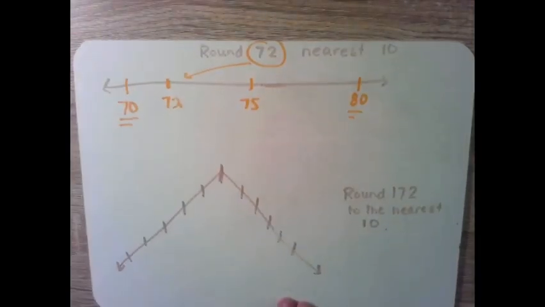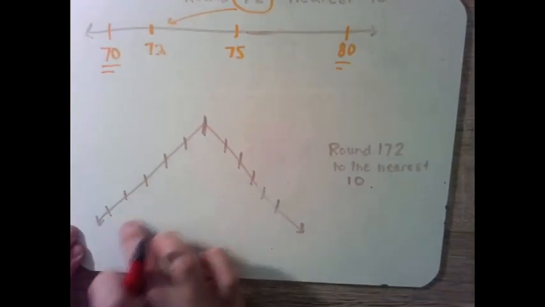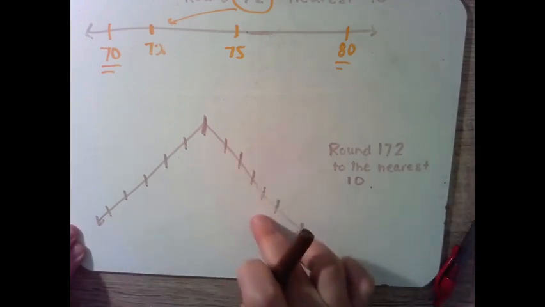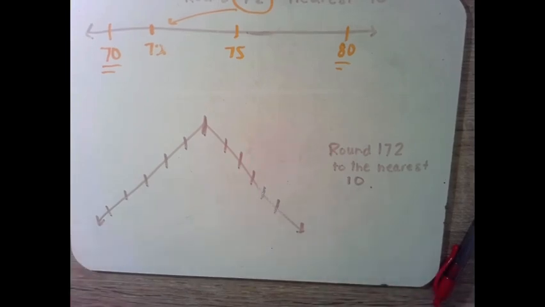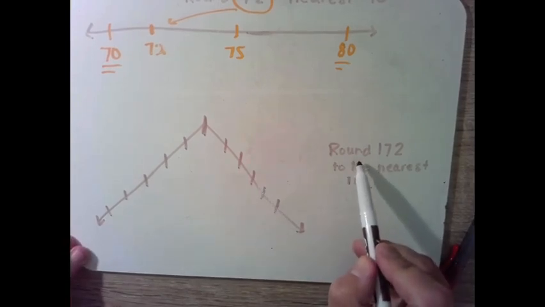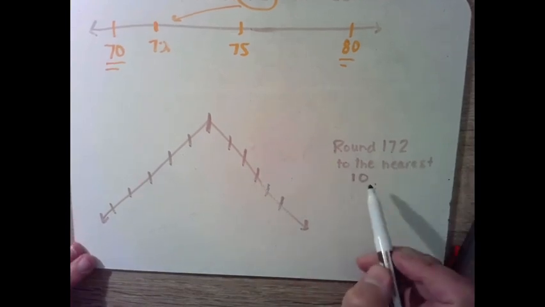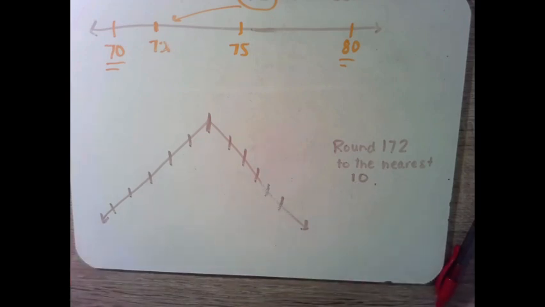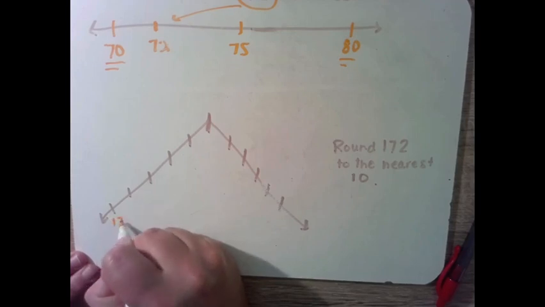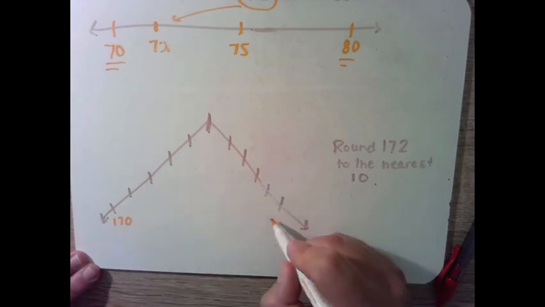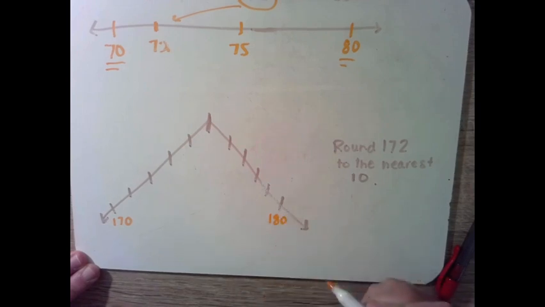Okay, number 2, I have a mountain here to kind of help you. It's kind of like a number line, except it's shaped like a mountain to kind of look at it a different way. So this time for number 2, we're rounding 172 to the nearest 10. So again, since it's the nearest 10, I got to decide which tens are closest to 172. Well, I know that it's 170. And then the next 10, since we're counting by tens, would be 180. And that's the other end of our number line.